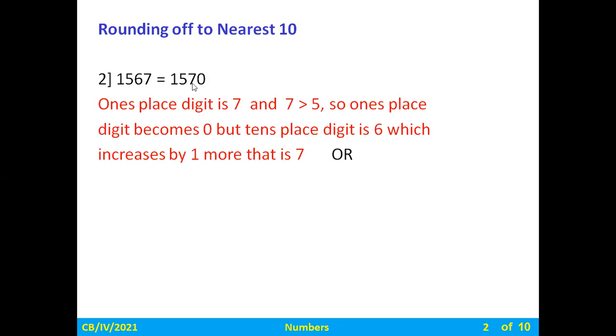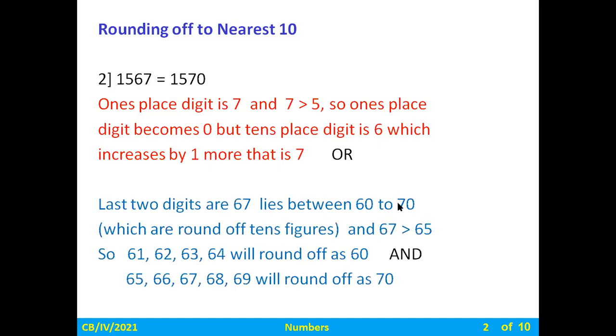It has increased by 1 more. Why? Because the ones place digit is greater than 5. The other way to understand is, you can see that 67 lies between 60 and 70. When we compare with the middle number 65, 67 is greater than 65, so it will get rounded off as 70. Whereas the numbers which are less than 65 will get rounded off as 60. In that range only we have to consider.